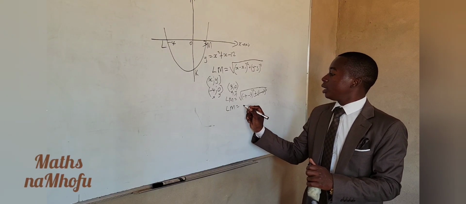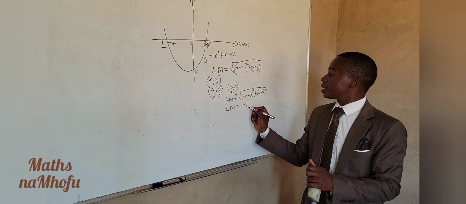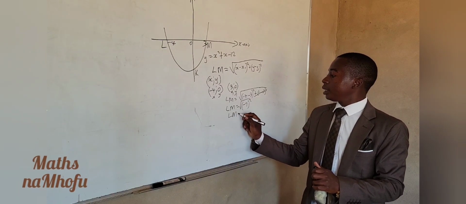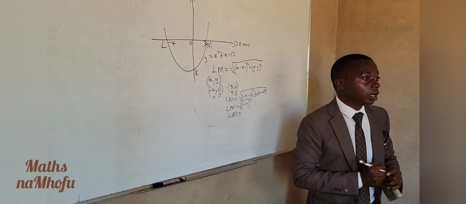LM equals the square root of negative 7 squared. So LM equals the square root of negative 7 squared, that's 49.